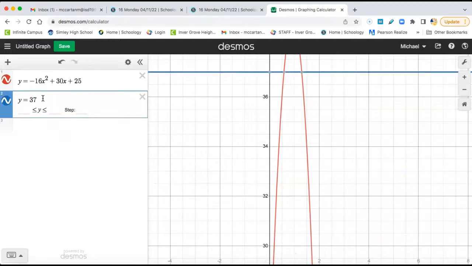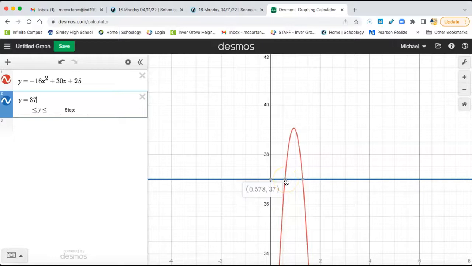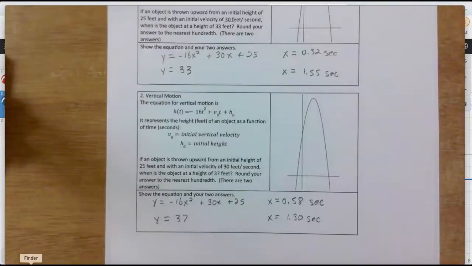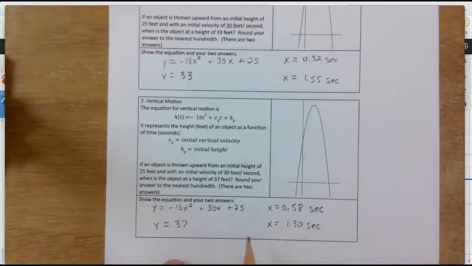You can drag this down if you want. I'm looking for that number right there, 0.58 on the way up, and the way back down, it's 1.30 seconds, okay? And so I just wrote that down here, 1.30 seconds. I just wrote the answers right here, okay?